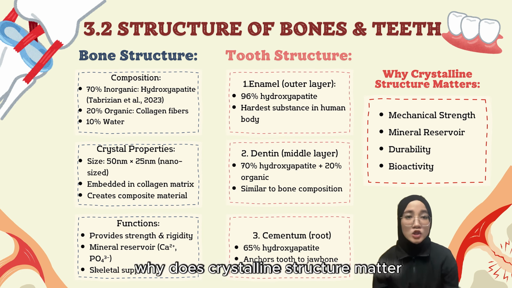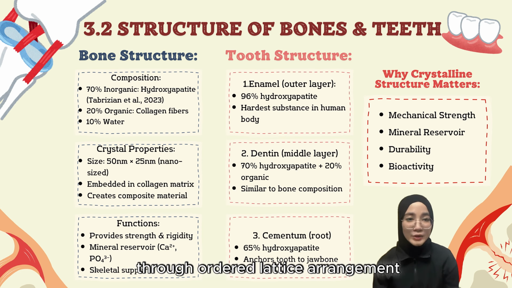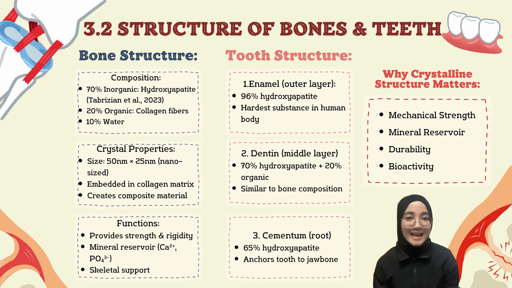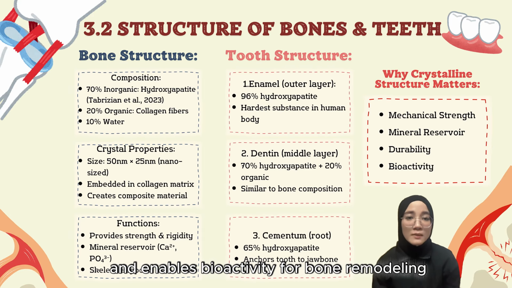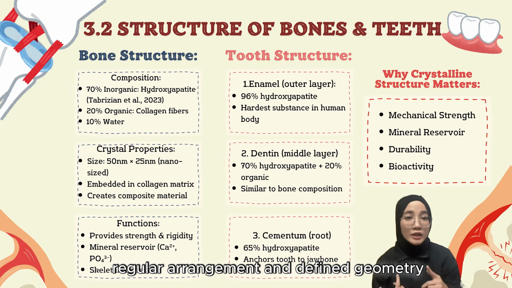Why does crystalline structure matter? It provides mechanical strength through ordered lattice arrangement, serves as a mineral reservoir with controlled ion release, ensures durability through strong ionic bonds, and enables bioactivity for bone remodeling. In conclusion, calcium phosphate is crystalline due to its ionic nature, regular arrangement, and different geometry.